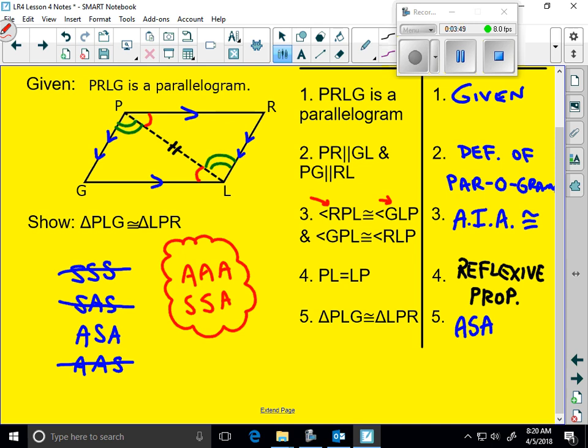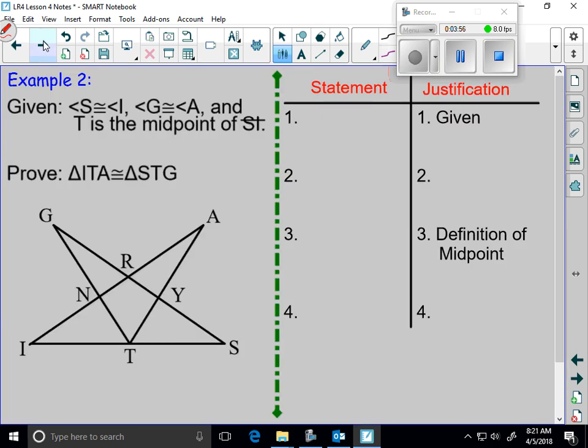Example 2. All right, start number 2 with your neighbor. We'll give you 2 or 3 minutes to get a good start, and then we'll check it out. Okay. Let's give this a try.